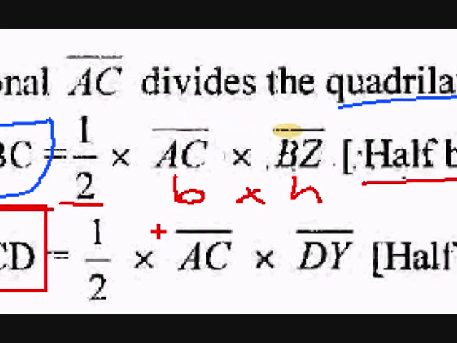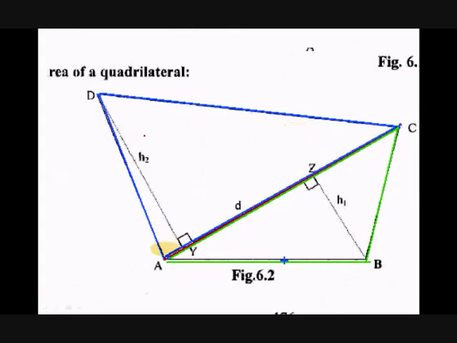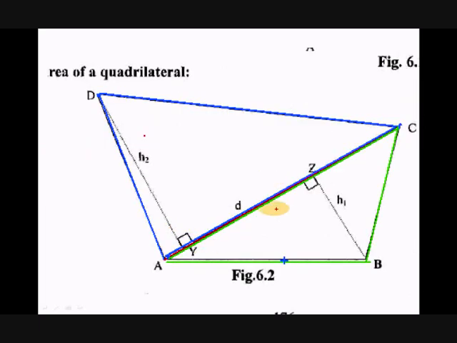Similarly, we have to find the height. H is the height, right? Here we know what AC is. This green triangle, base is what? AC, right? This is the base. In this, what is the height? From this point to this vertex point is the height. We have to find the height. Let us call it H1.